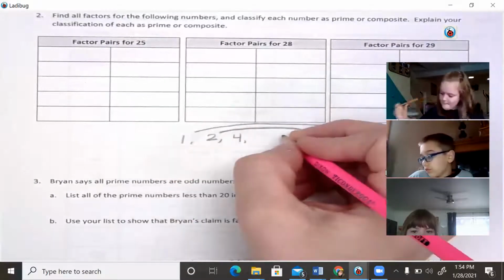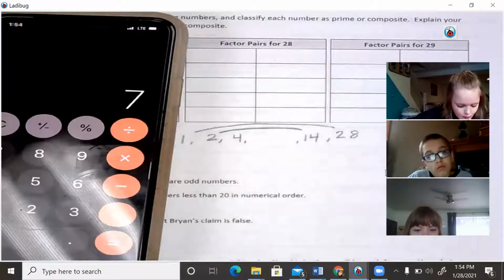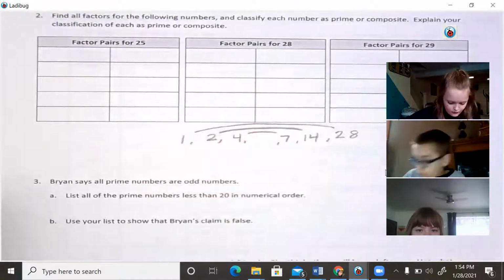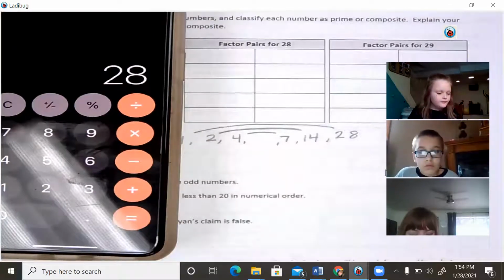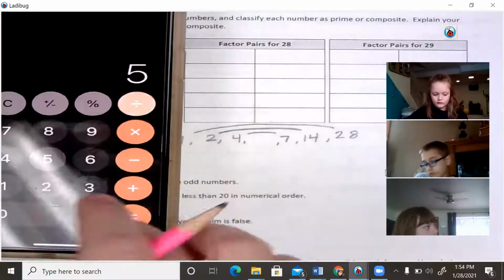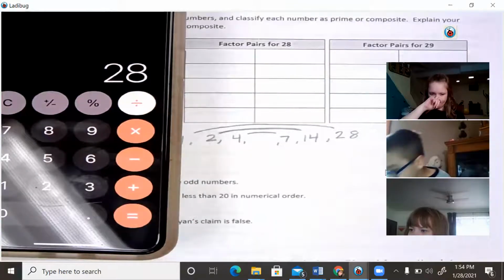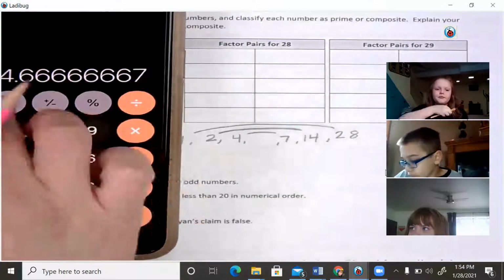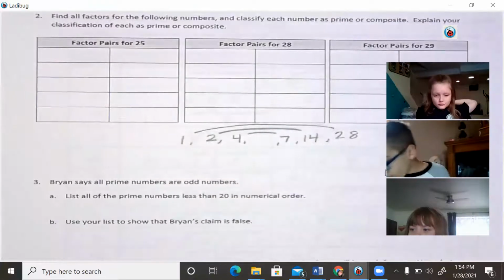Okay, so my next factor pair is 4 and 7. What comes after 4? 5. So if I do 28 divided by 5, does 5 work? Nope. Let's try what comes after 5. 6. Does 6 work? No. What comes after 6? 7. And look, we already have a 7 here. So that's how we know we have our whole list.